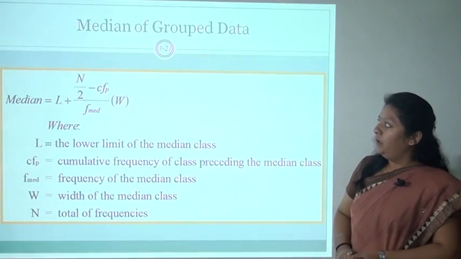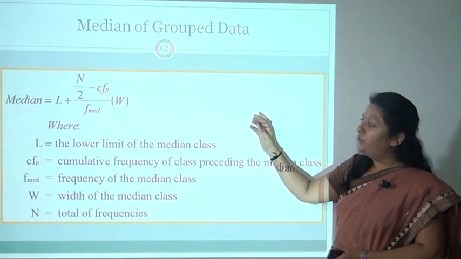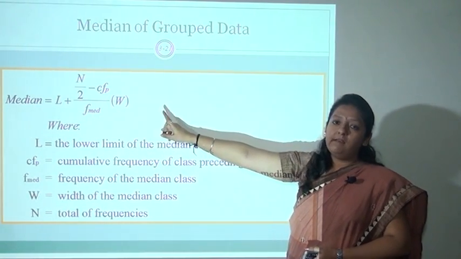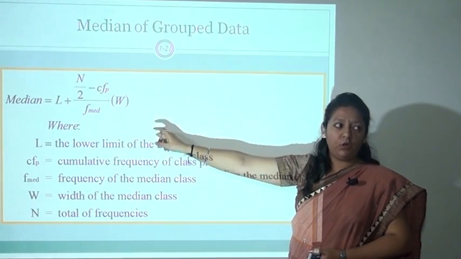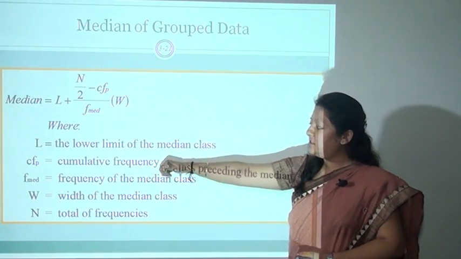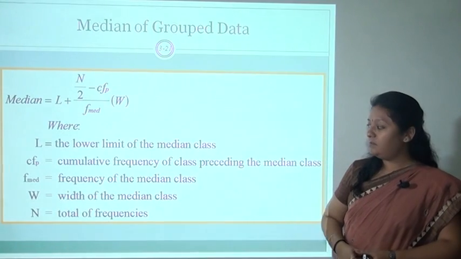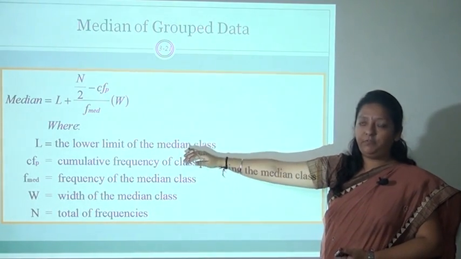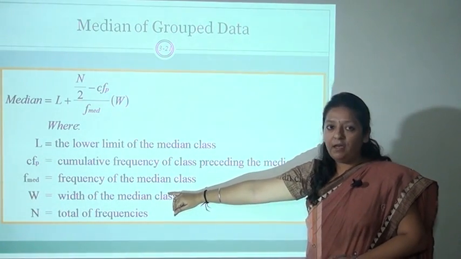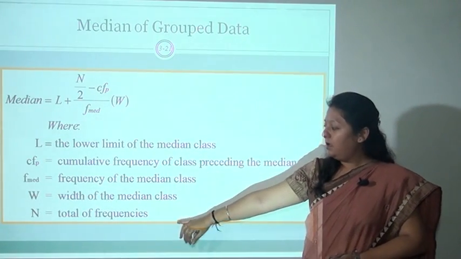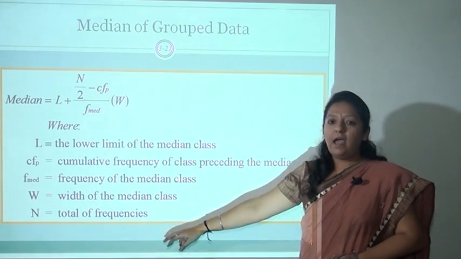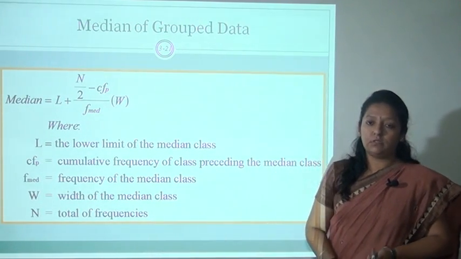Now the median for group data can be obtained using the formula L plus N divided by 2 minus CF divided by f into W. Now we'll understand what L is. L is equal to the lower limit of the median class. CF is the cumulative frequency of the class preceding the median class, whereas f is the frequency of the median class. W is the width, or class interval, of the median class, and N is equal to the total number of frequencies.